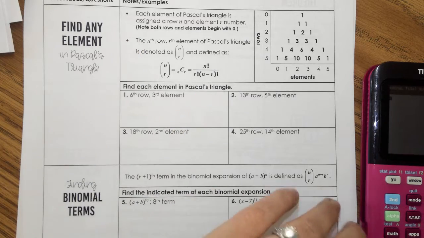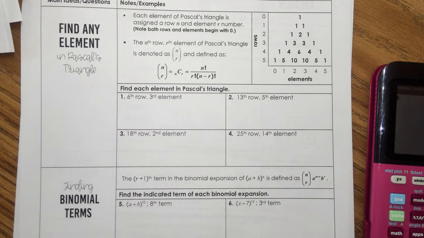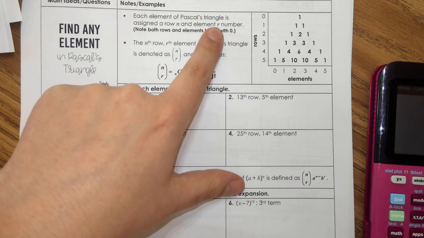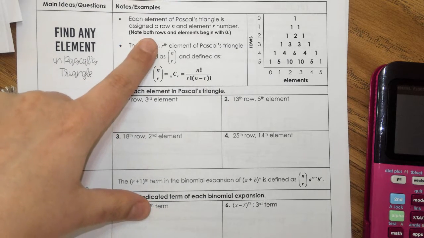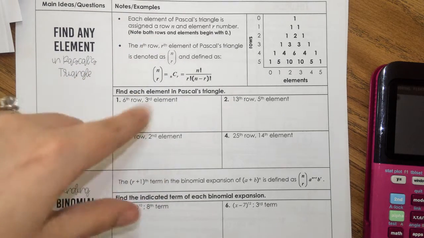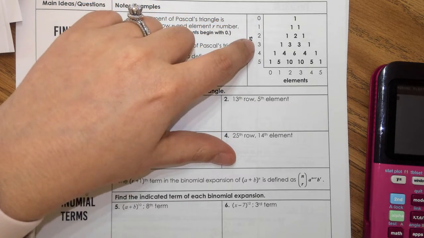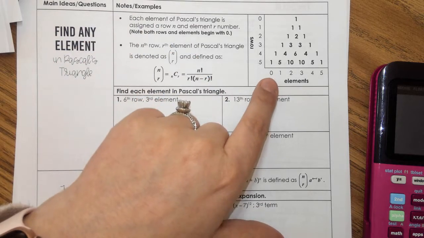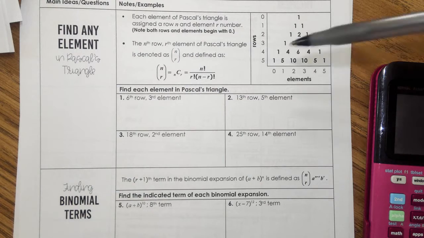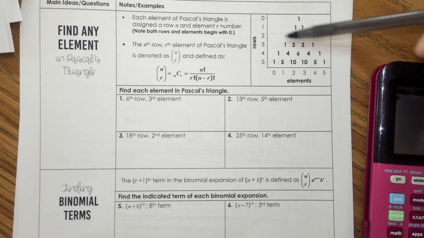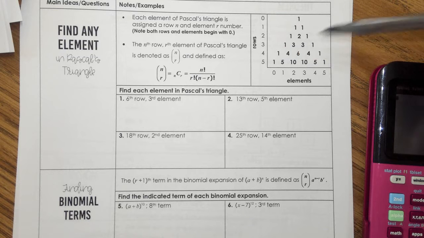So each element of Pascal's triangle is assigned a row that we call the nth row, and an element r, which is the number that it is in the row. Both the rows and the elements begin counting with 0. So we have our 0th row, 1st, 2nd, 3rd, 4th, and 5th, and our 0th element, and then we go 1st, 2nd, 3rd, 4th, 5th element. Like this value of 6, it's in the 4th row, but it's the 0, 1, 2, that second element.